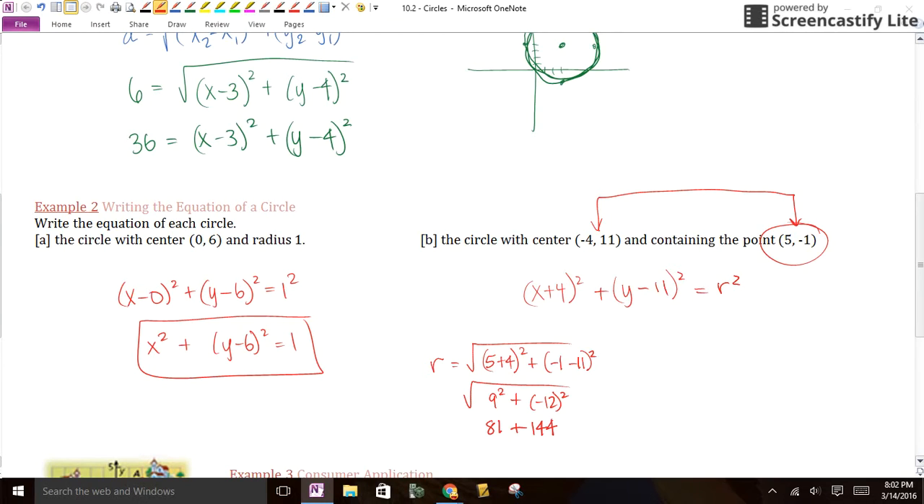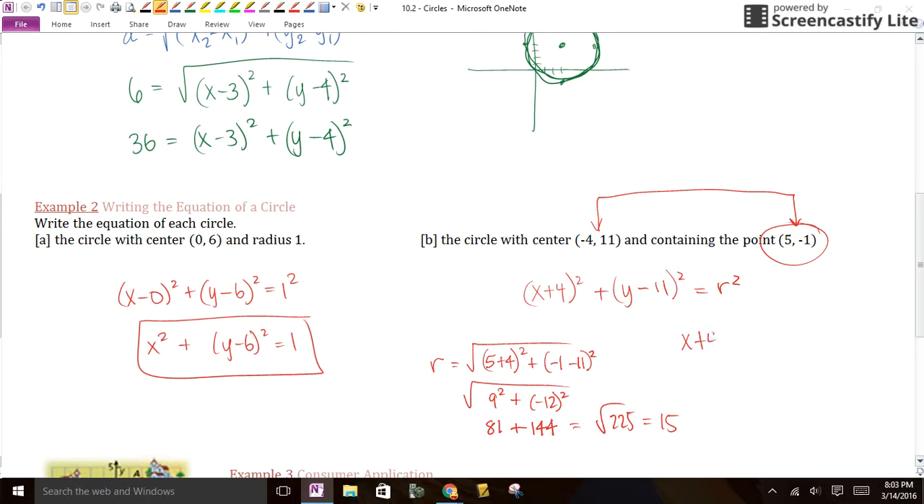81 plus 144, what is that? 8, 9, 10, 11, 12, 225. Yeah, I think that's 225. So that's the square root of 225, or what most people would call 15. Oh, so r is 15. Oh, wait, darn it. I needed r squared, so I needed 225.